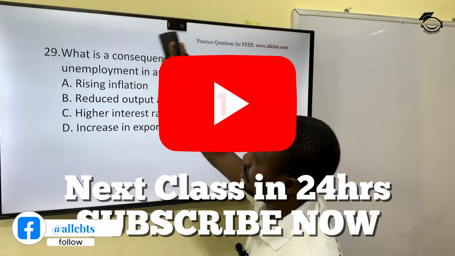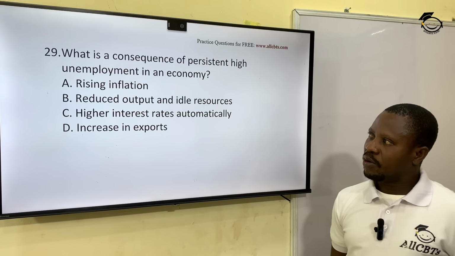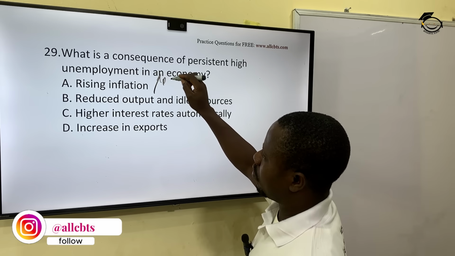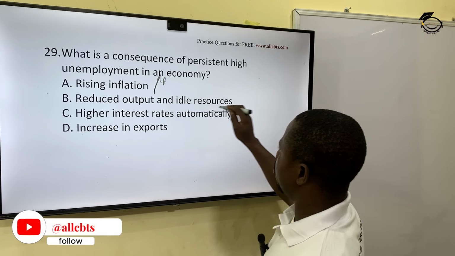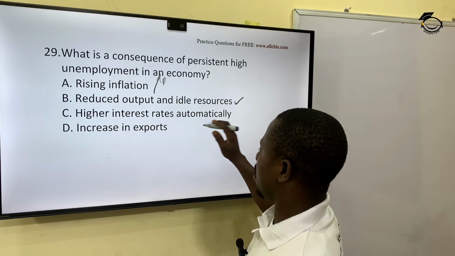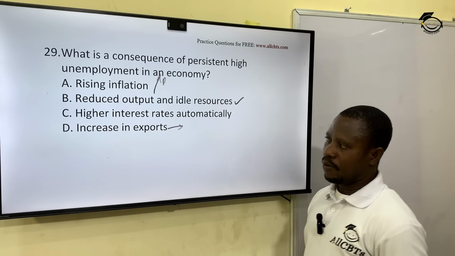What is a consequence of persistent high unemployment? When unemployment persists, people are looking for a job, but they cannot find a job to do, like what's happening in Nigeria. What do you think will happen to the economy? A, inflation, that's increase in prices of goods and services. B, reduced output and idle resources, yes. C, higher interest rate, how come? D, increase in export, how? When people are not getting jobs, how can they increase export?